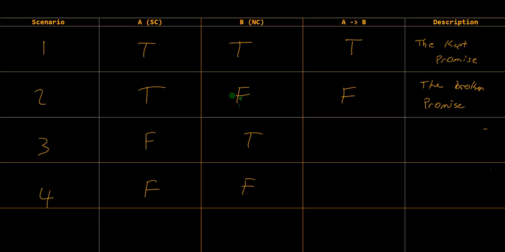In scenario 3 and 4, the sufficient condition is false, so the rule is not being triggered, and the conditional is trivially satisfied. And this is what we previously described as vacuous truth. I'll just use an abbreviation, VT, vacuous truth.